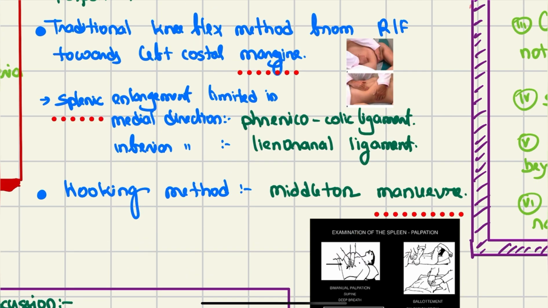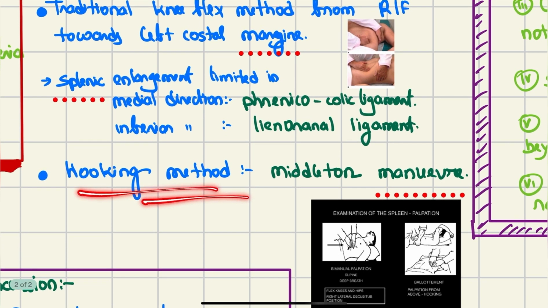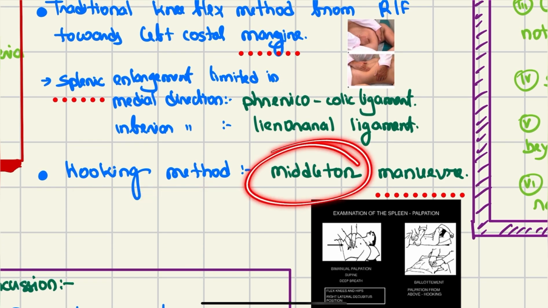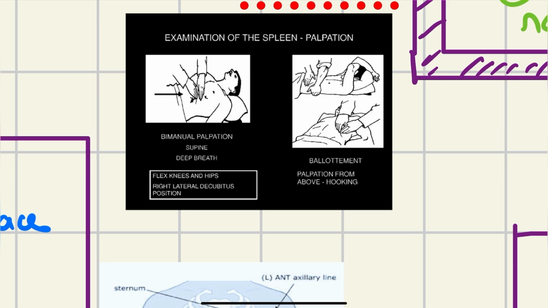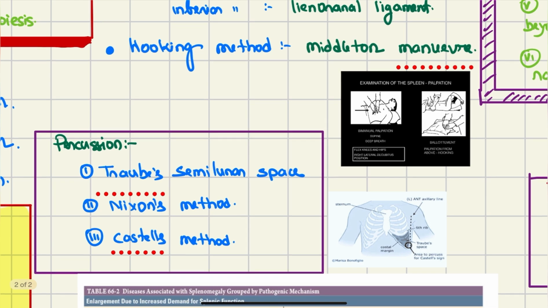If there is no splenomegaly felt with the traditional method, then we can go for the hooking method, which is also known as the Middleton maneuver. Here we stand on the left side of the patient and insert both our hands under the left costal margin and feel for the spleen. After palpation, the second most important is percussion, but palpation is more reliable than percussion.